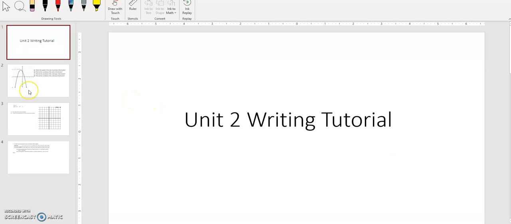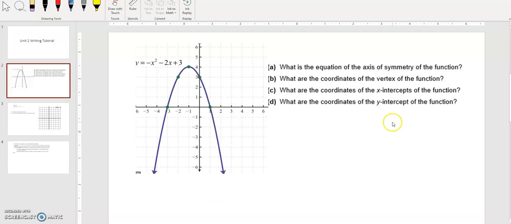This is a tutorial for the Unit 2 writing assessment that y'all either haven't turned in or did not pass the first time. So the first question we are going to look at is number 1 on your test. We've got a parabola here. Part A says, what is the equation of the axis of symmetry?